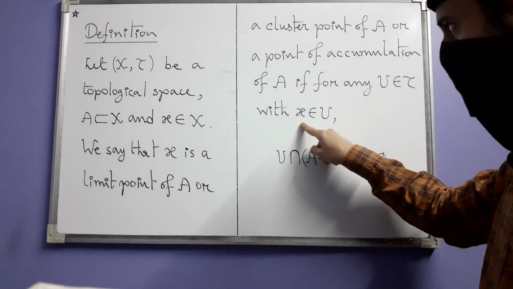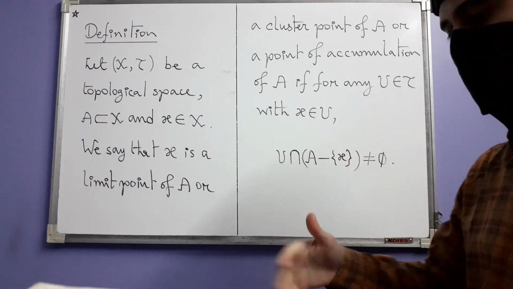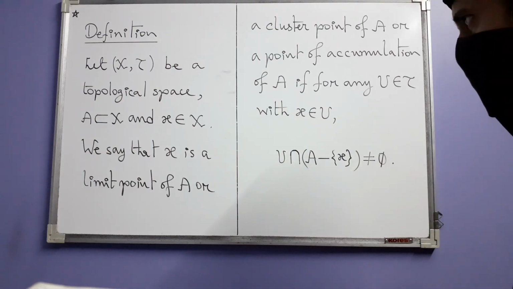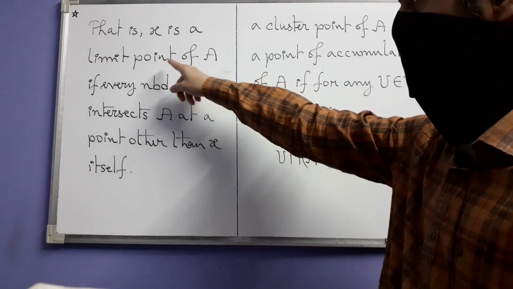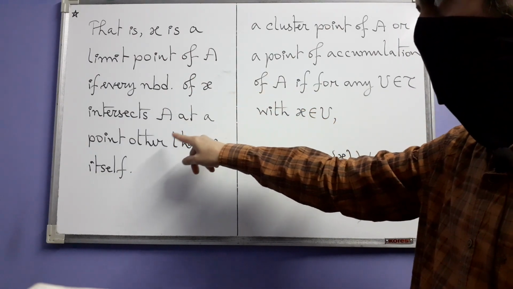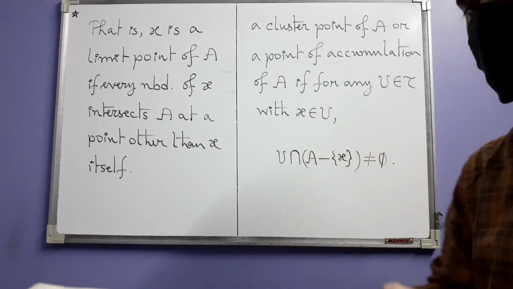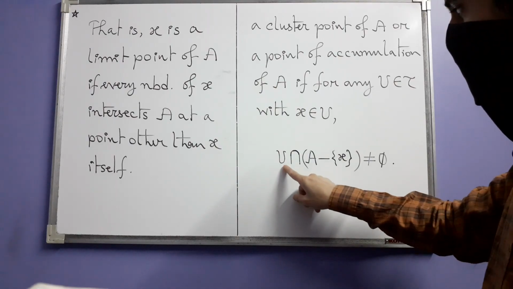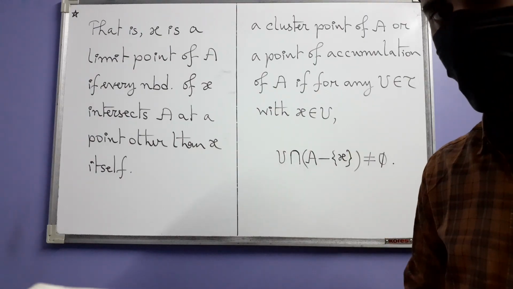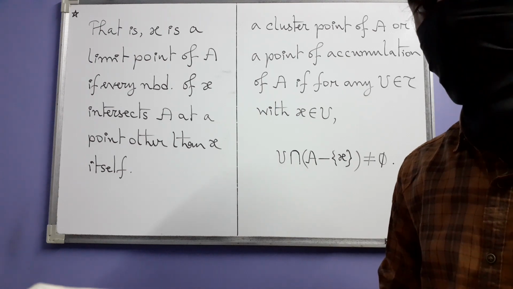coming from the topology which contains that point, U intersects this set A from which x has been removed. That means this intersection is non-empty. That is, x is a limit point of A if every neighborhood of x intersects the set A at a point other than x itself. This U is a neighborhood of x because it is open and it contains x, and then it has to intersect A at a point other than that point x itself. If that happens, then we say that x is a limit point of A.